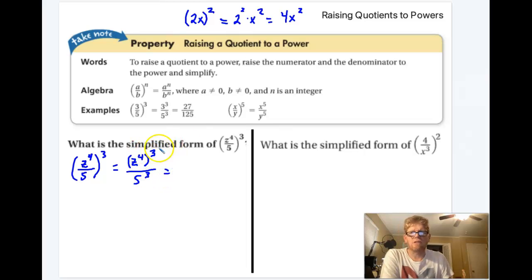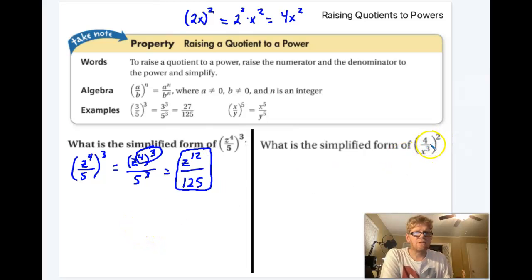Now this one's pretty easy to deal with. We remember our power to a power rule, and that means I'm going to multiply these two. So I'm going to get z to the 12th, and 5 to the third is 5 times 5 times 5, which is 125. And you can see that right up there. So that's our answer, z to the 12th over 125.